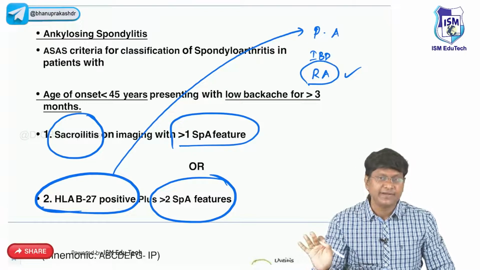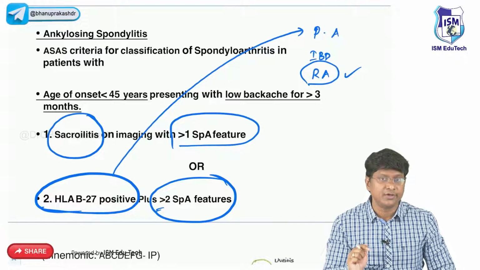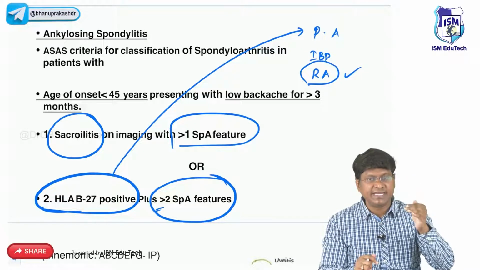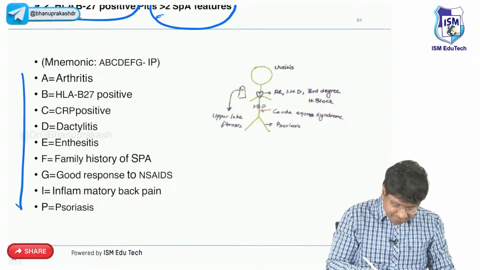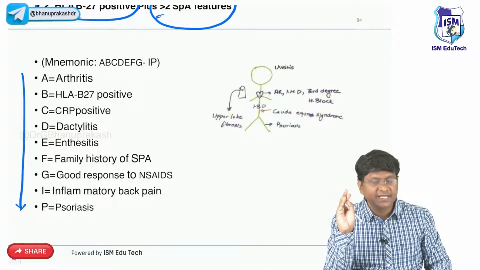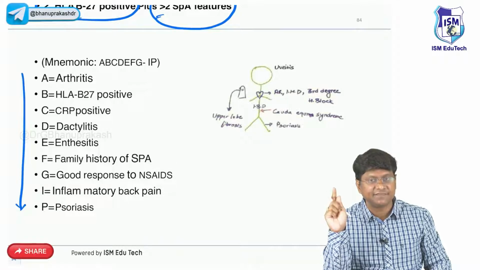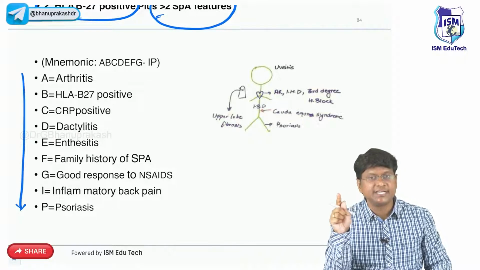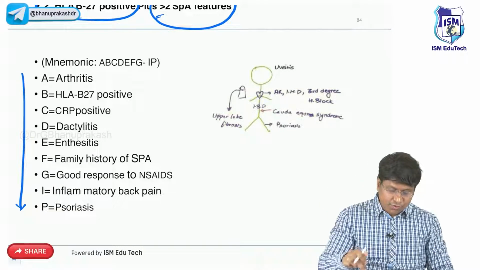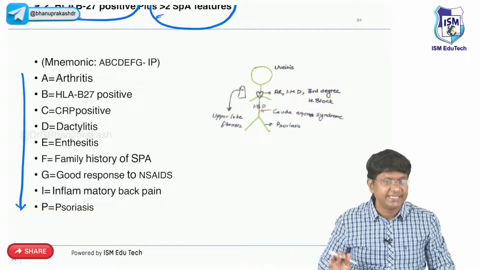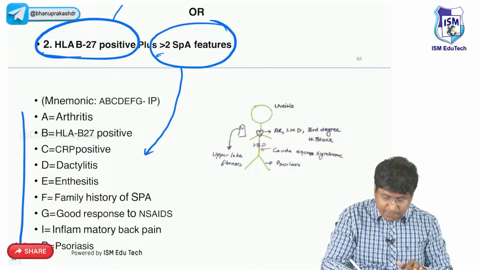And if only HLA-B27 is positive, how many spondyloarthropathy features should be there? More than two. Now, what are all those spondyloarthropathy features? You have a mnemonic: A, B, C, D, E, F, G, and then I, P. A stands for arthritis, B is B27, C is CRP positive, D is dactylitis, E is enthesitis, F is family history of spondyloarthropathies, G stands for good response to NSAIDs, I stands for inflammatory back pain, P stands for psoriasis. So these are all spondyloarthropathy features.